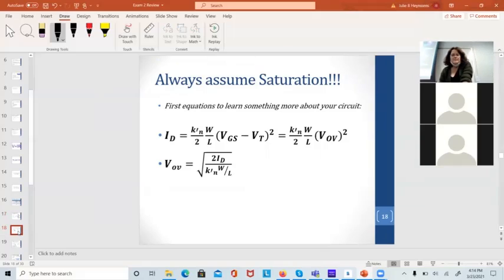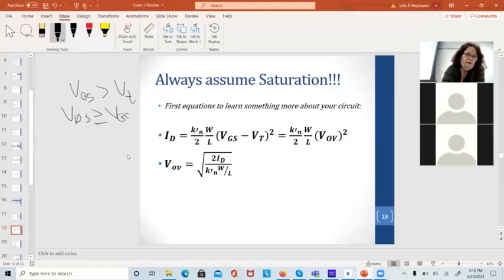You always assume it's in saturation. I may ask you to verify it's in saturation. To verify it's in saturation, you have to say VGS is greater than VT and VDS is greater than or equal to VGS minus VT. And the other form of that equation is this.